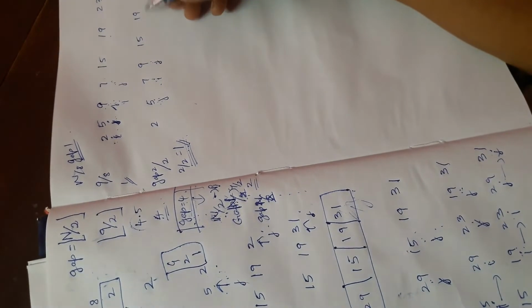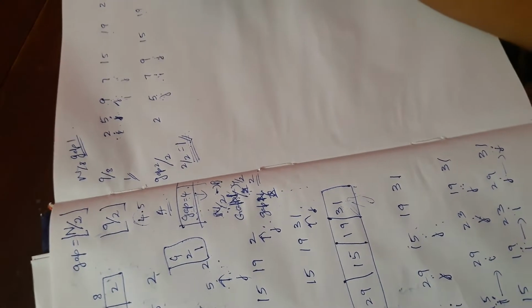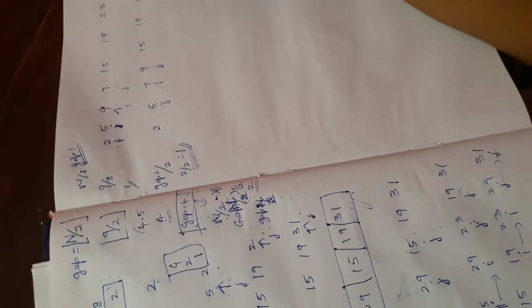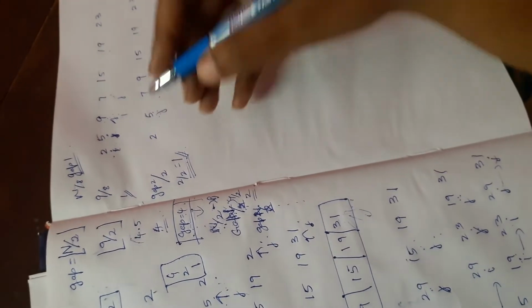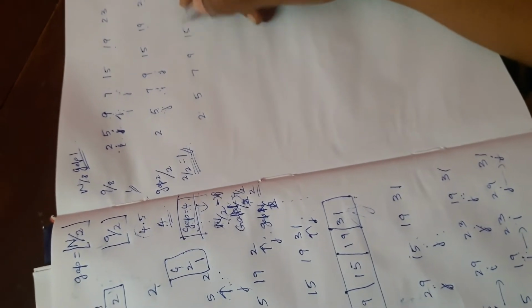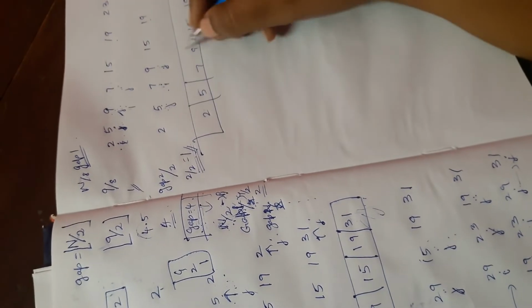You can do the operations for all of this. 9 and 15 no changes, 15 and 19 no changes, 19 and 23 no change, 23 and 29 no change, and 29 and 31 there is no change. So I am writing this array: 2, 5, 7, 9, 15, 19, 23, 29 and 31. Now you see the array is in sorted order.